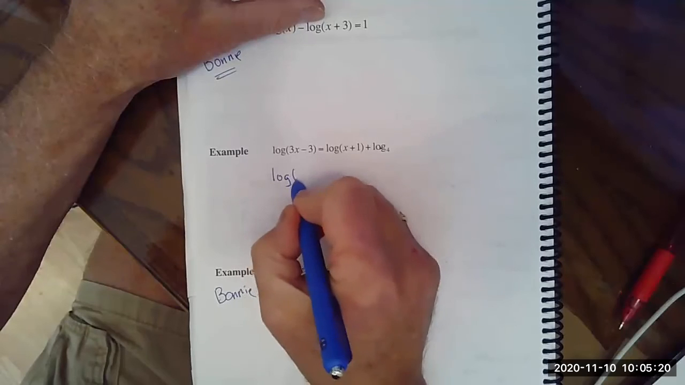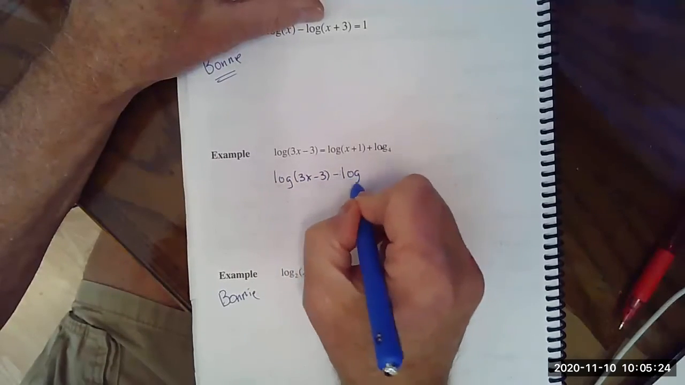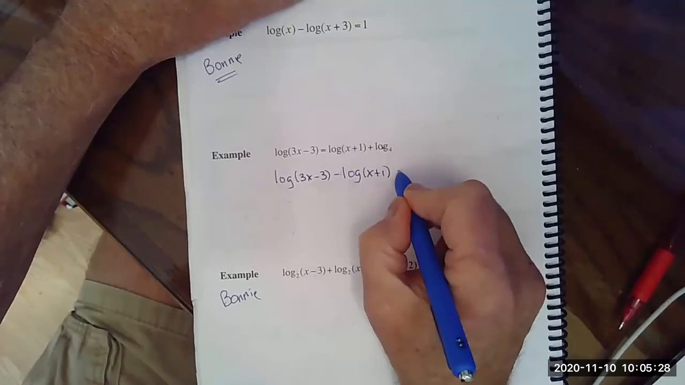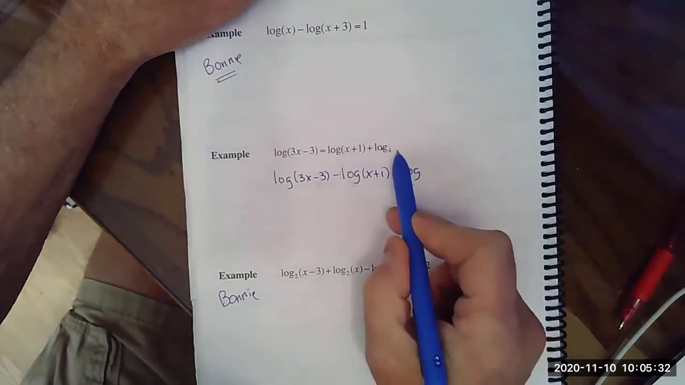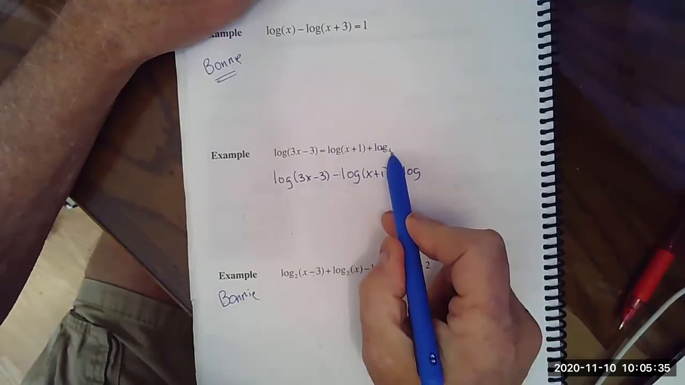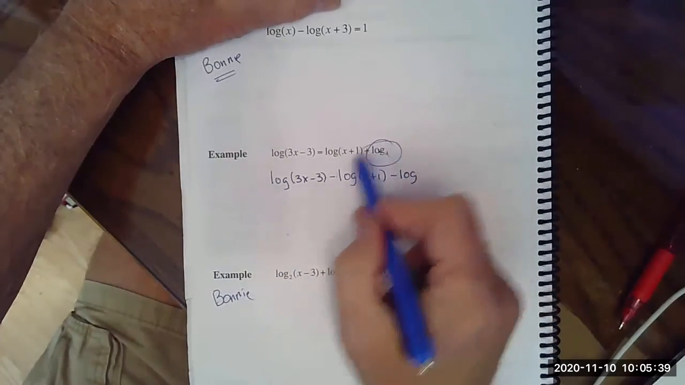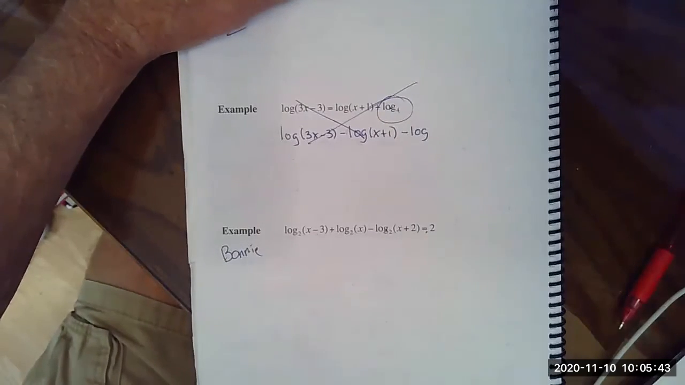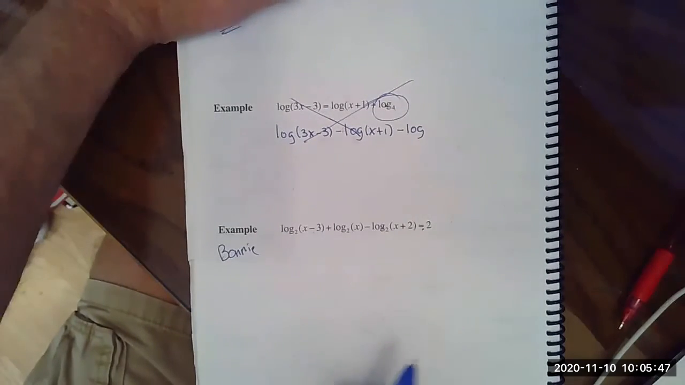Log of 3x minus 3 minus log of x plus 1 minus log... What? That is weird. Can't do this one. There's a weird typo right here. I've never noticed that. Okay, Bonnie, don't do that one. I'm doing this one because I don't know what I'd have to do there. So you got out of that one.